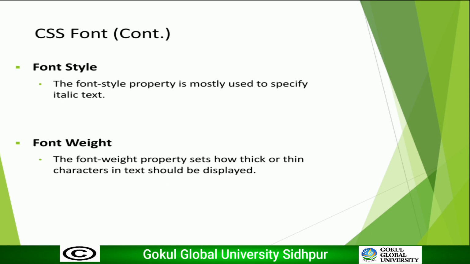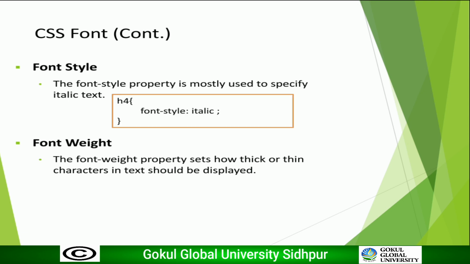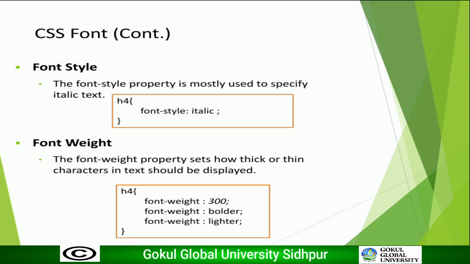Font style. The font style property is mostly used to specify italic text. See the example. The font-style property has the value italic. Font weight. The font weight property sets how thick or thin characters and text should be displayed. Here we see the example with the different values of font-weight.